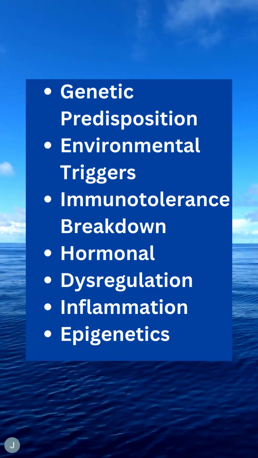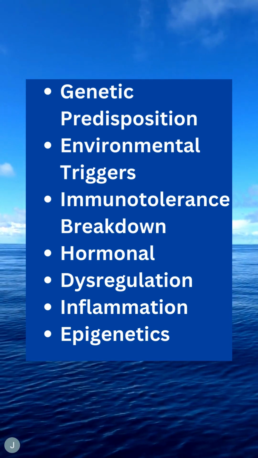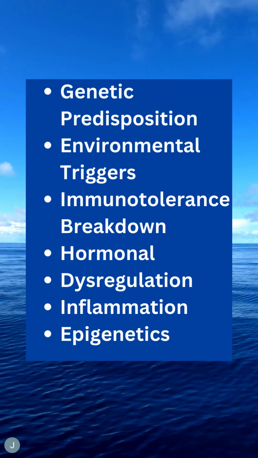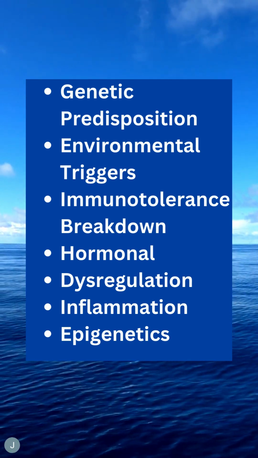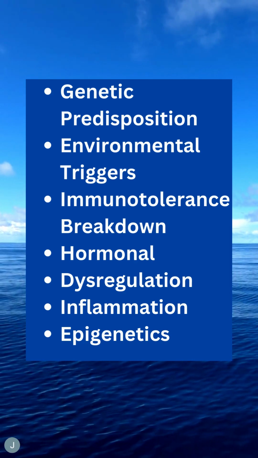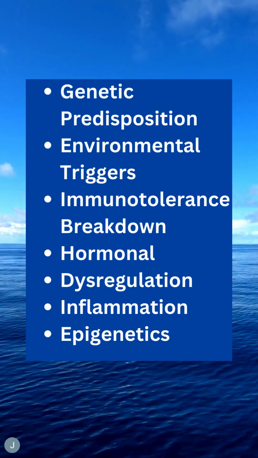The second would be environmental triggers. Environmental factors such as infections, exposure to certain chemicals, toxins, or drugs can trigger autoimmune responses. Infections, for instance, can cause a molecular mimicry where the immune system confuses self tissues with a foreign pathogen.